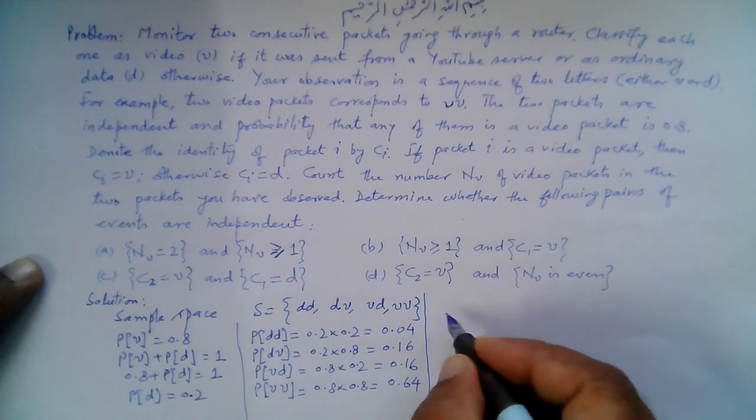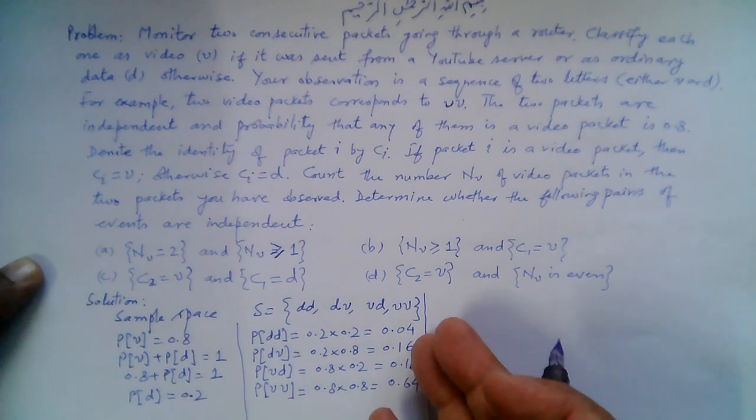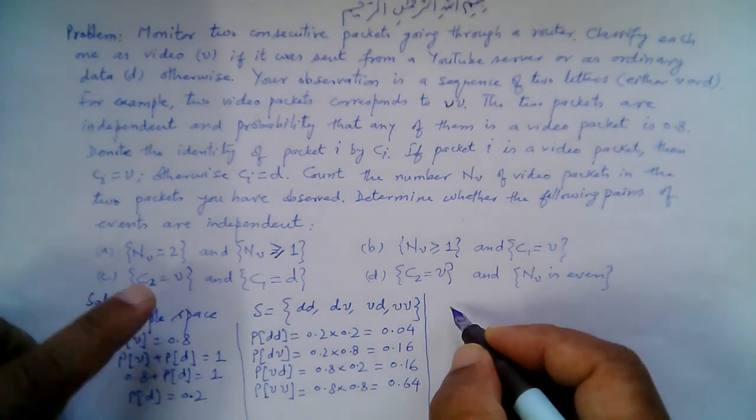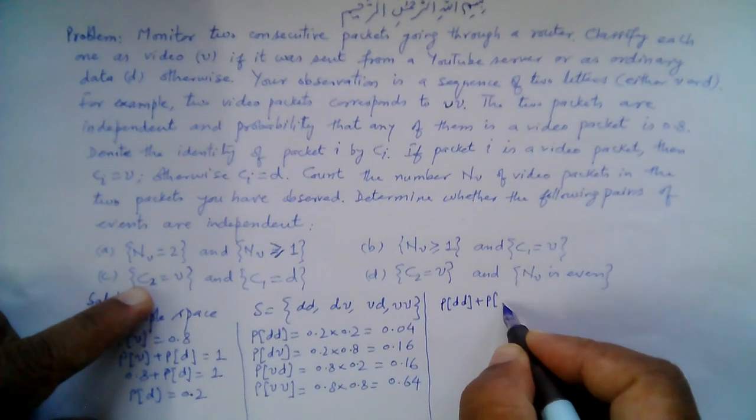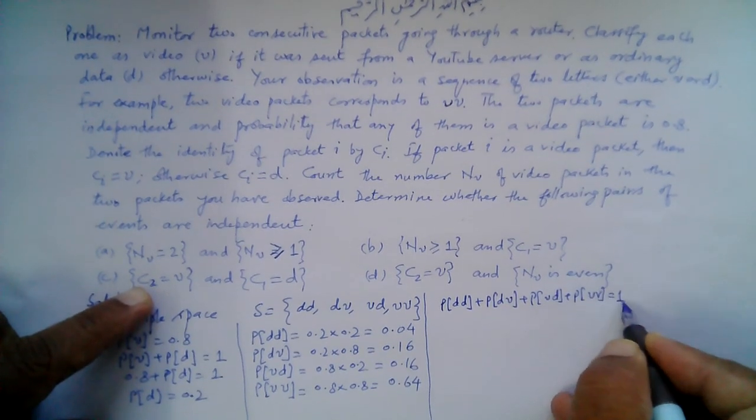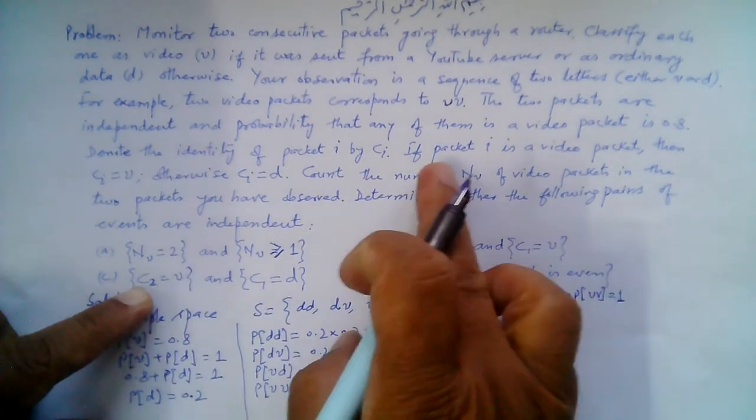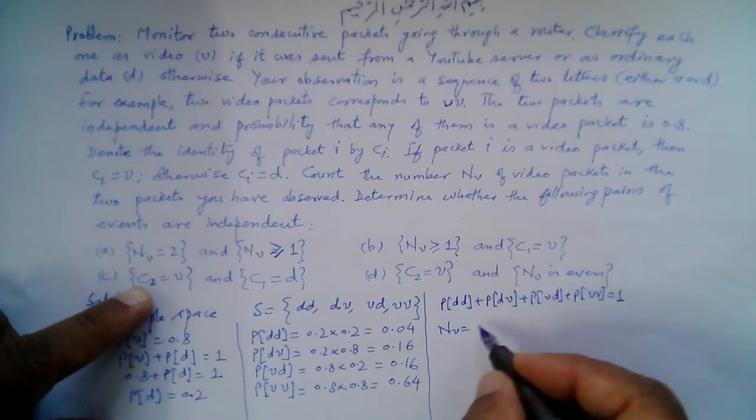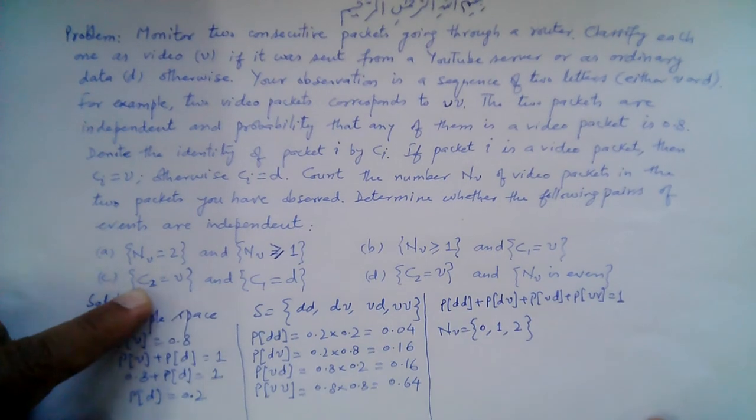Now note that these are not equiprobable outcomes. Each outcome has a different probability. Let's write it down: the probability of DD plus probability of DV plus probability of VD plus probability of VV is equal to 1, right? And the second quantity that we are considering here is NV, the number of video packets. The number of video packets in two packets can be 0, 1, or 2. So this is NV.